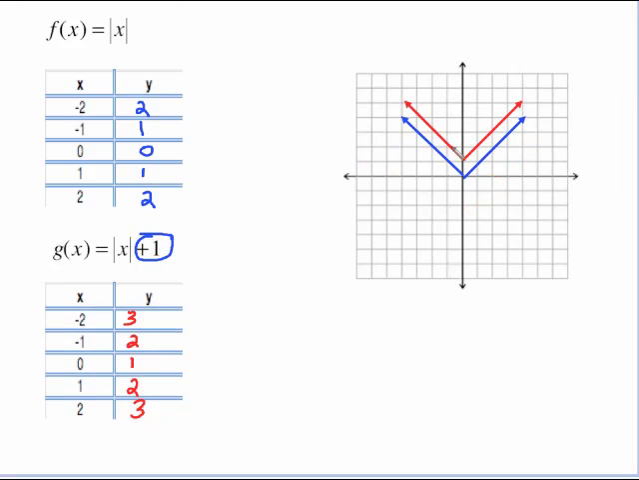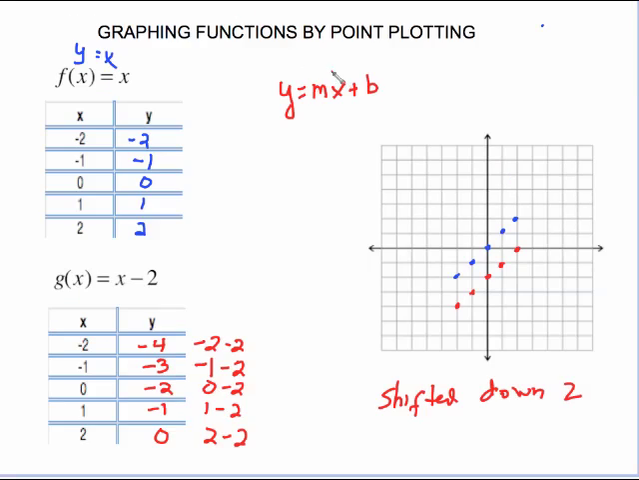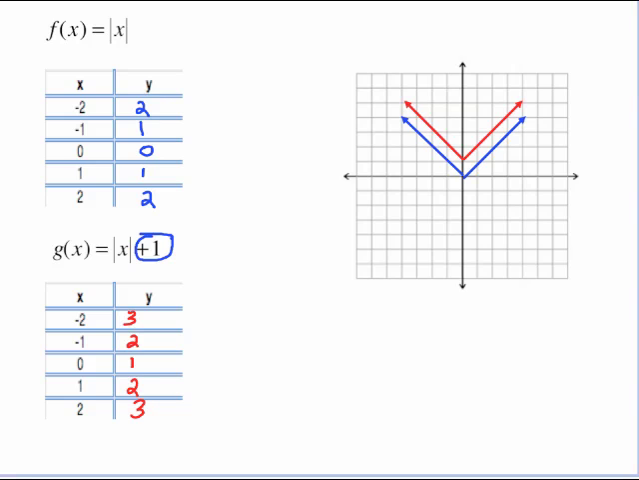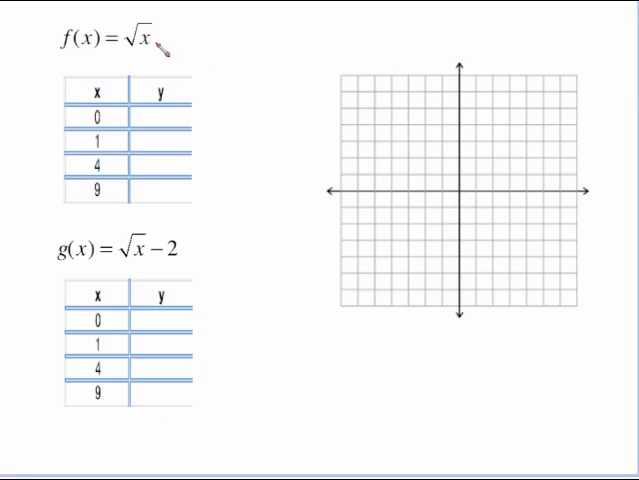Plus 1, that shifted up 1. This said plus 3, it shifted our line up 3. This said minus 2, we took our line and shifted it down 2. So those are things that you're going to want to start thinking about when you're graphing, when you don't want to use the points to plot. Let's look at one more of these.